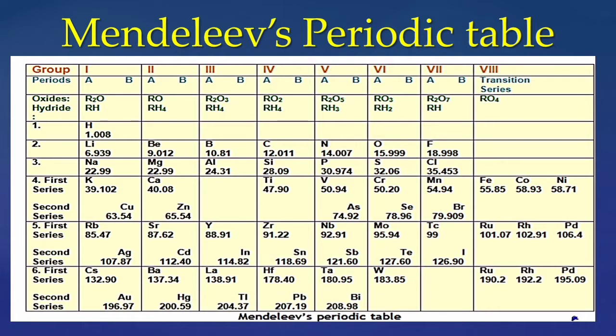Now, the formula for aluminium oxide will be Al2O3. You can see aluminium comes in the third group and its general oxide formula is R2O3. So, aluminium oxide's formula will be Al2O3.